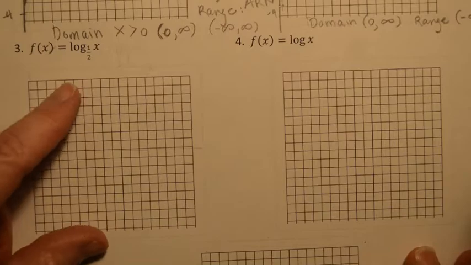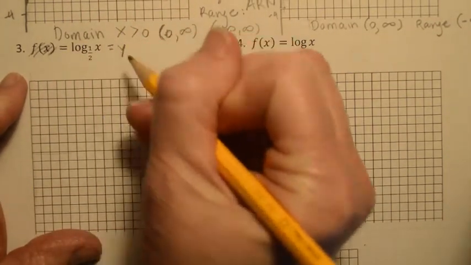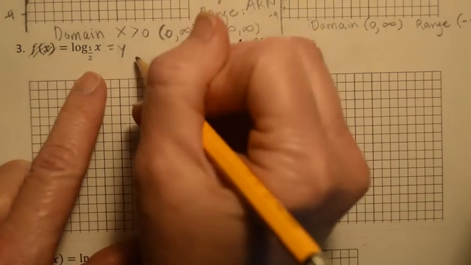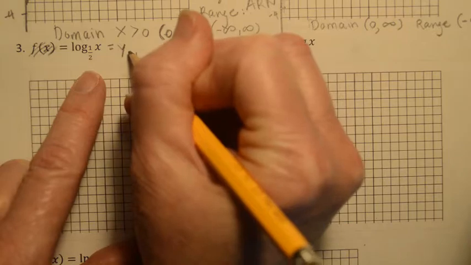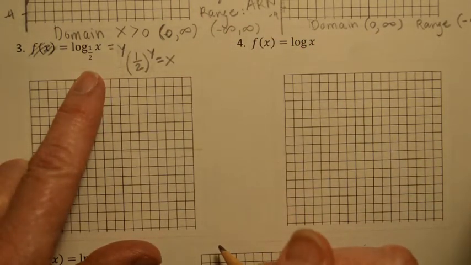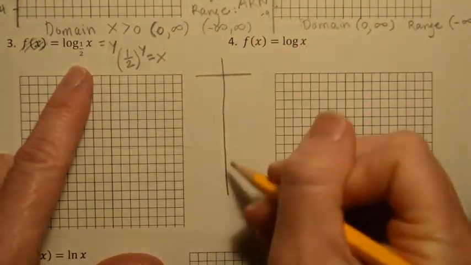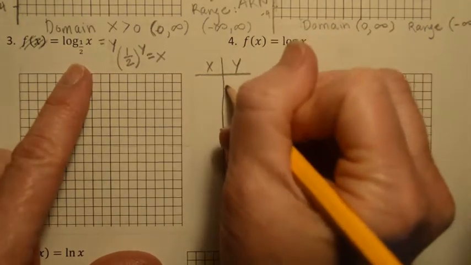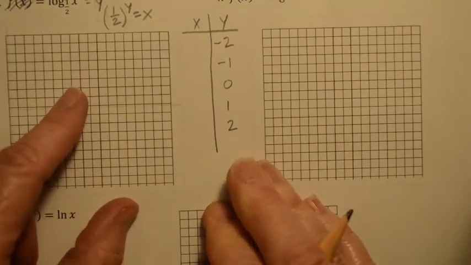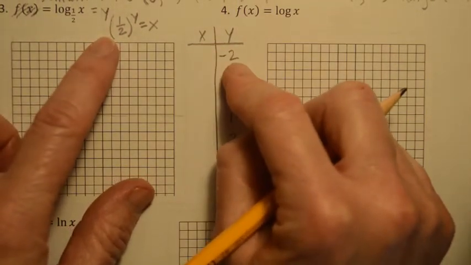All right, so again, I'm going to cross this out, and I'm going to write it as equals y over here. And then I'm going to rewrite this in exponential form, which says 1/2 to the y power equals x. And I'm going to choose y equals -2, -1, 0, 1, and 2. And then we're going to figure out what x's will give us those y values.